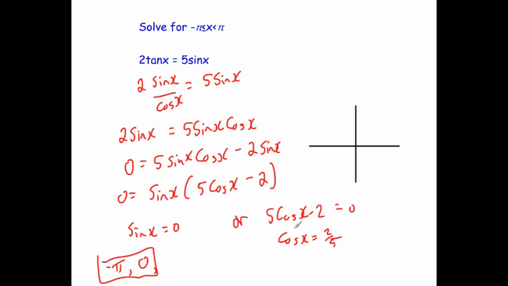Now we need to do our cos x equals 2/5. So let's do the inverse cos of 2/5, and that is equal to, to 2 decimal places, 1.16. Make sure you're using radians there.